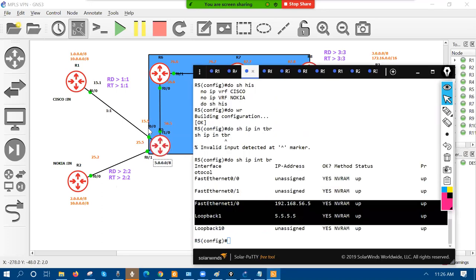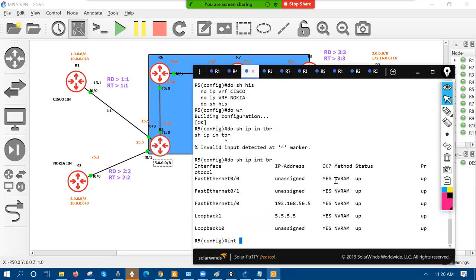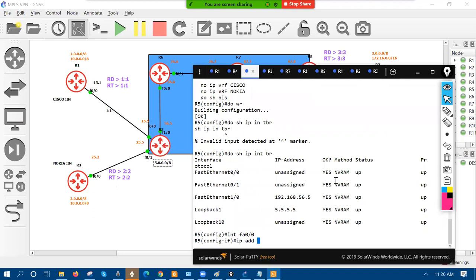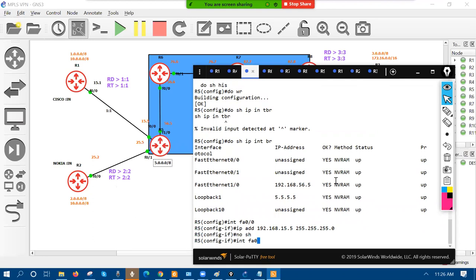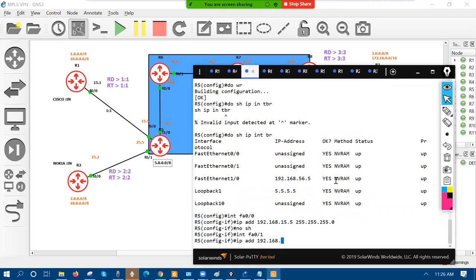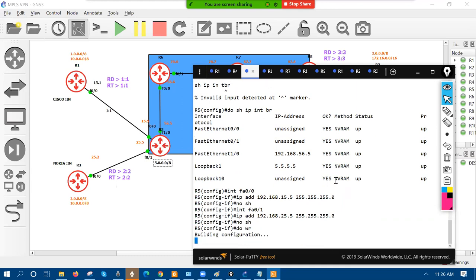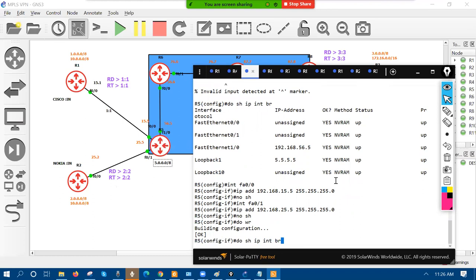I'll do one thing. Let's configure this interface, right? Interface 0/0, IP address will be what? 5. Loopbacks are done. And interface 0/1. No shutdown and do write. Save this configuration. All good. So now you can verify the same thing.